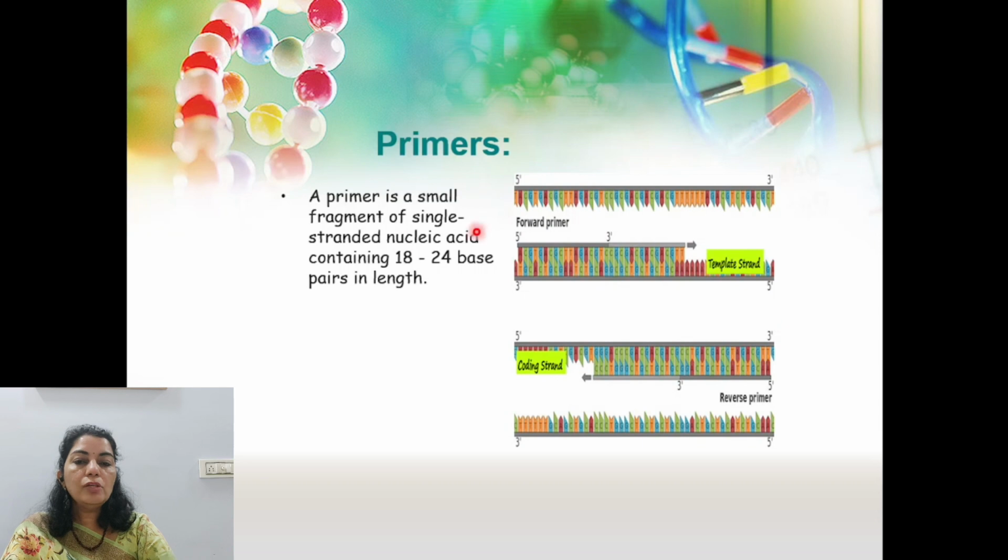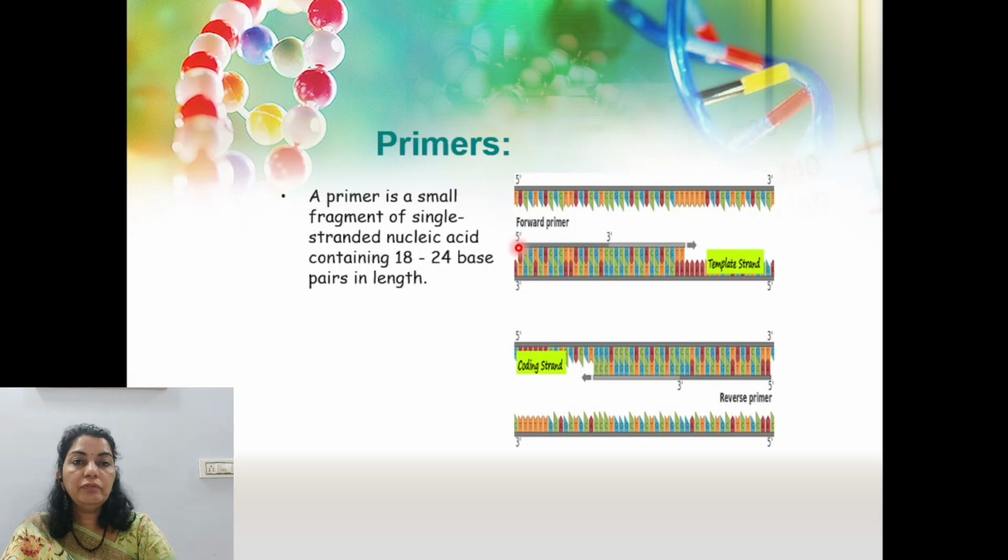Primers are small fragments of DNA which contain 18 to 24 nucleotides. Okay, so here you can see this is a primer. So it is 18 to 24 nucleotides long, and why are we using DNA primers? When replication is taking place inside the body of any living organism, RNA primers are used.